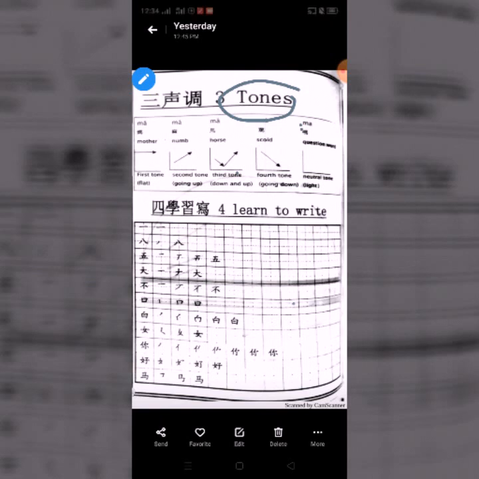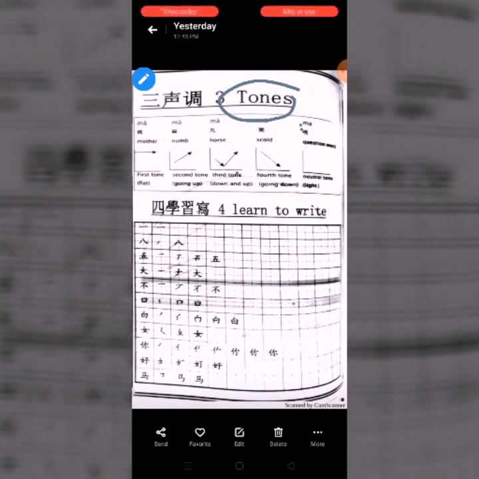As we have discussed in the first lecture as well as in the second lecture about the opinion, and a little bit of introduction of the tones. Those who have not gone through the first and second lecture must go firstly to the first and second lecture, then watch this video.